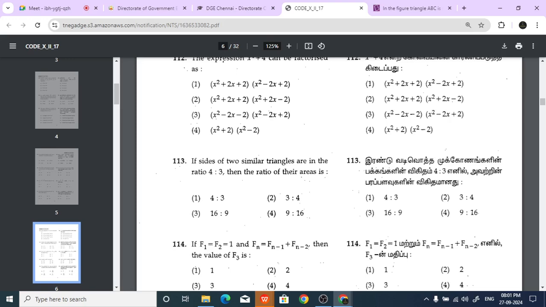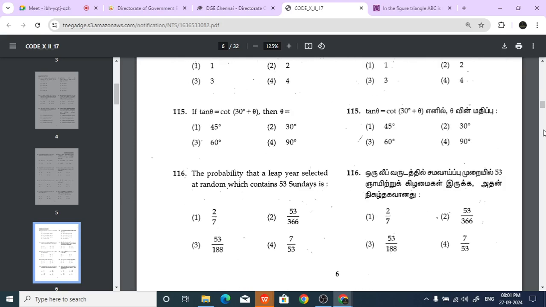Sir, if you take Fn equal to F3, n equal to 3. So n minus 1 becomes 2, and n minus 2 becomes 1. F2 and F1 values are given as 1. So, 1 plus 1 equals 2. Very good. That's it. Okay.